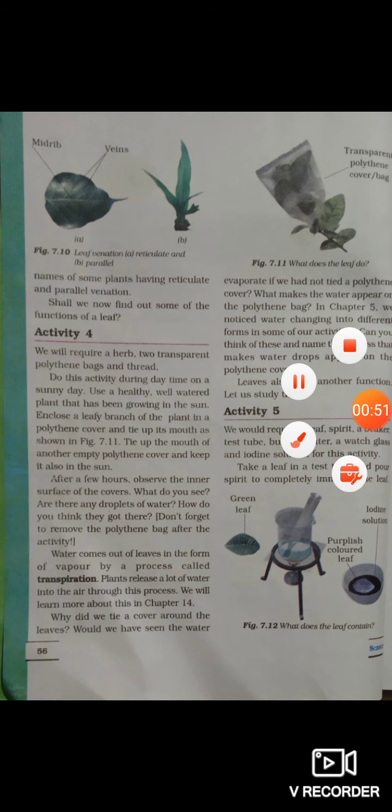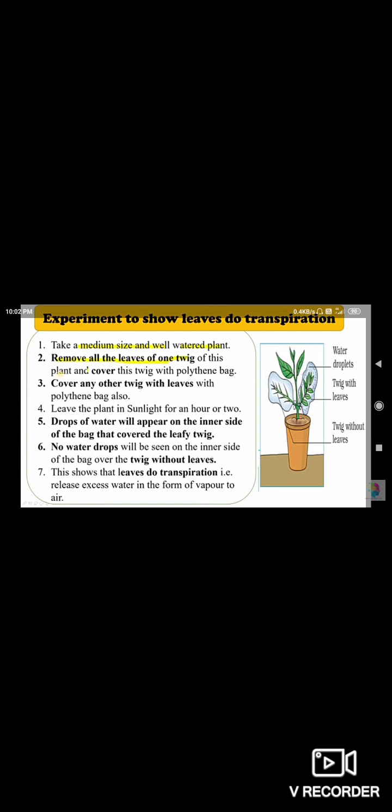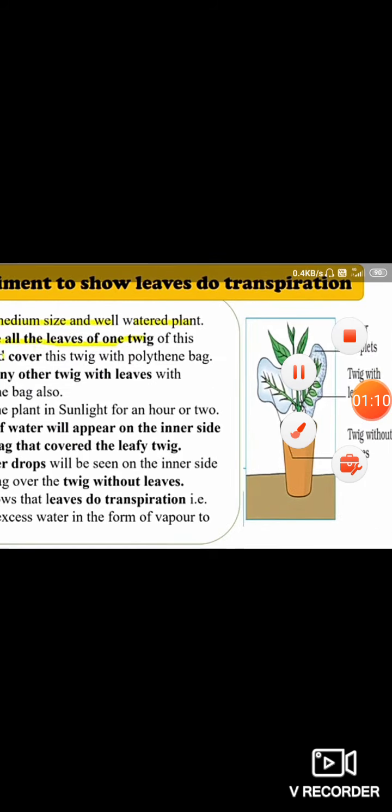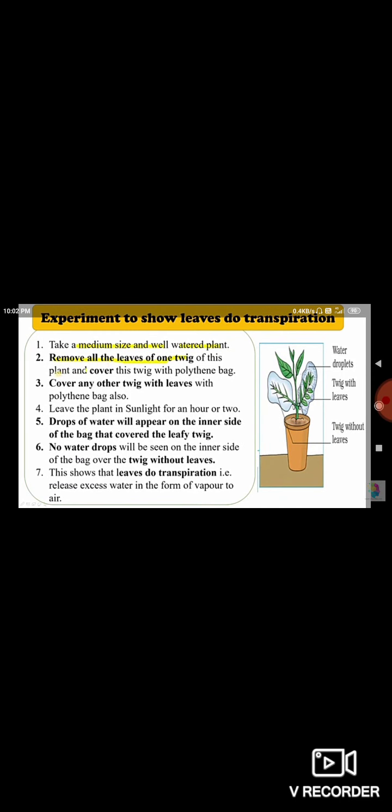We will now prove that leaves do transpiration. For this you have to take a medium size, well watered plant. Then remove all the leaves of one twig of this plant and cover this twig with a polythene bag. Like this, you have removed all the leaves from this twig, and then you have to cover the twig with the polythene bag also. Then cover any other twig with leaves with a polythene bag also.